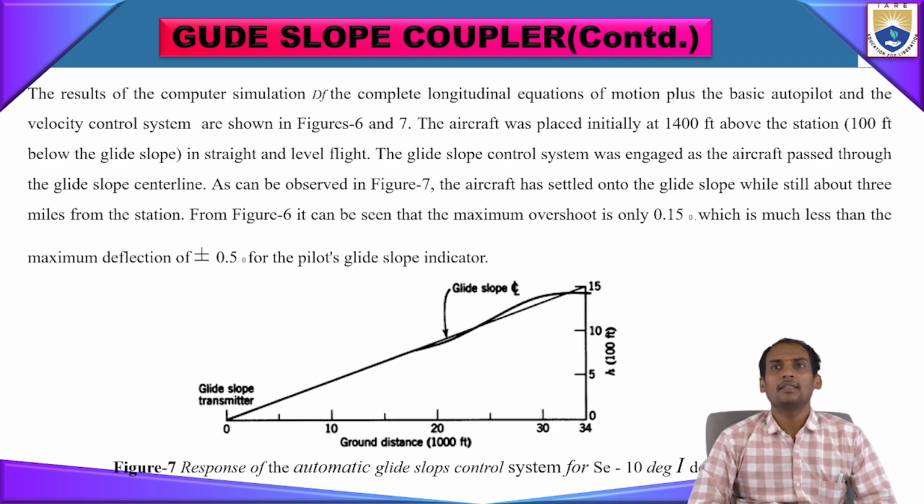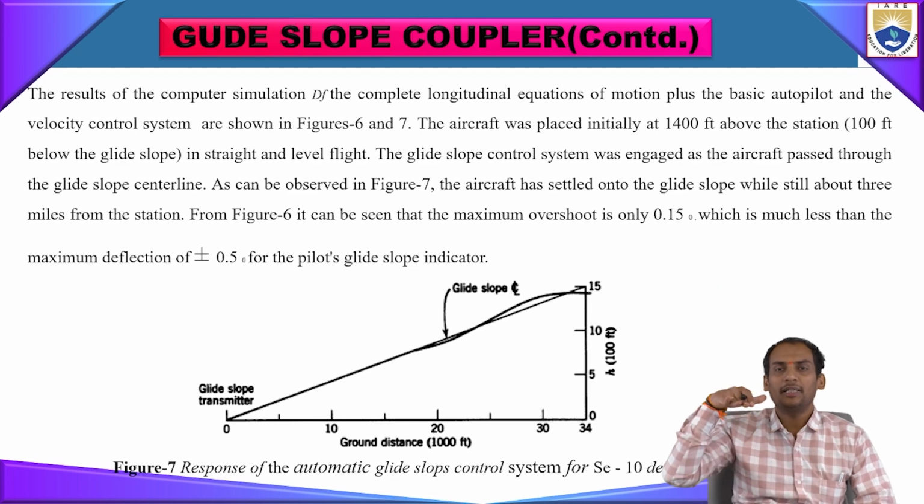But after that, there is a slight overshoot of only 0.15 degrees. So it will be very small, with a minimum deflection value of plus or minus 0.05 only, for the pilot's glide slope indicator. That means the glide slope indicator will be there.